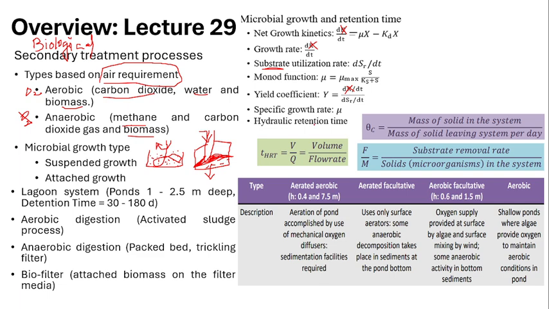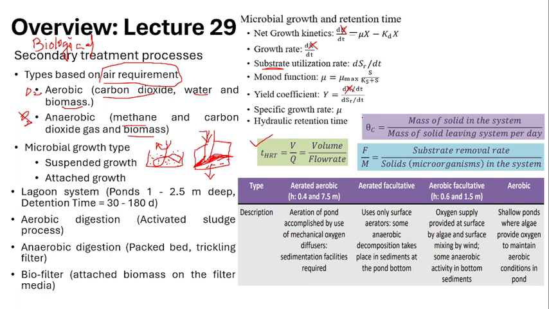Now the hydraulic retention time. For how much period of time is the water retained there during the process? It is given by V by Q. V is the volume, which is the capacity of the particular tank or container, and Q is the flow rate of the wastewater. So the hydraulic retention time is given by V divided by Q.